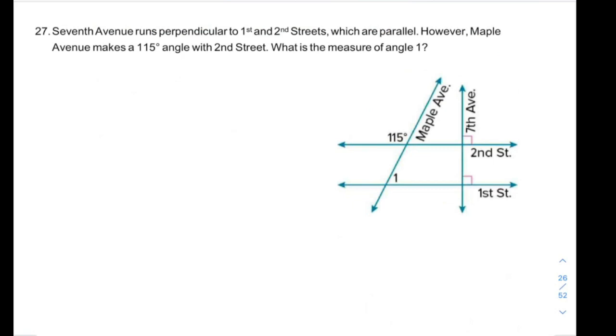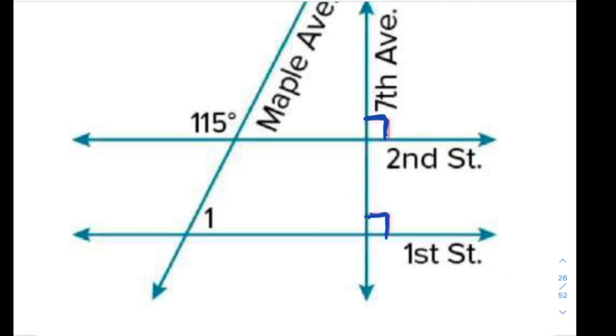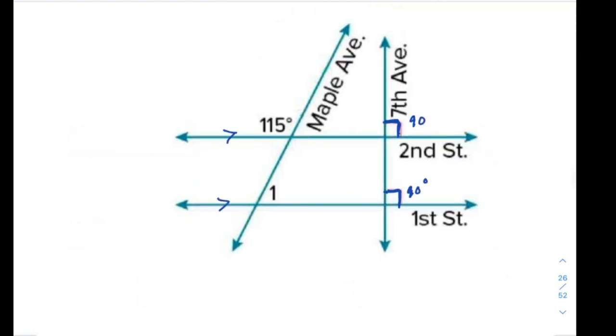Now, question 27, 7th Avenue runs perpendicular to 1st and 2nd streets. So we have here perpendicular lines. Since these lines, this is perpendicular, and this is 90, and this is 90, and these angles are corresponding angles, that means these streets are parallel to each other because of the converse of corresponding angles theorem. So Maple Avenue makes a 115 angle with 2nd Street. What is the measure of angle 1?